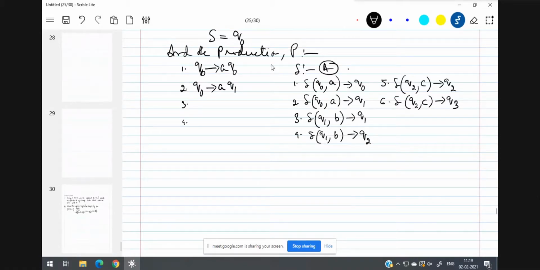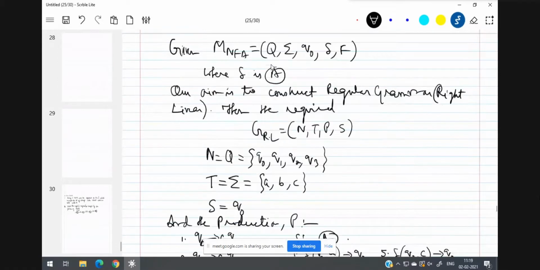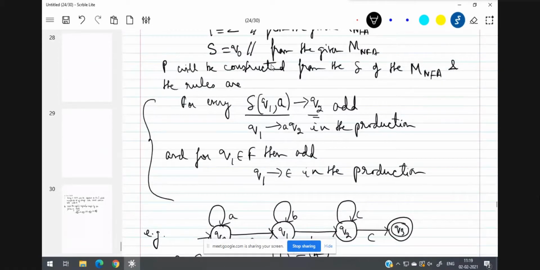Q1 will be the left hand side non-terminal. So let me write Q1, and then B followed by Q1. Now number 4, the left hand side non-terminal, B followed by Q2. Number 6, Q2, and then C followed by Q3.